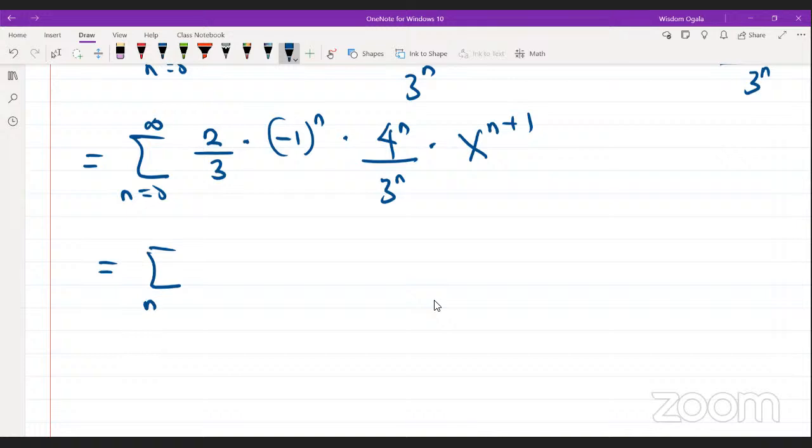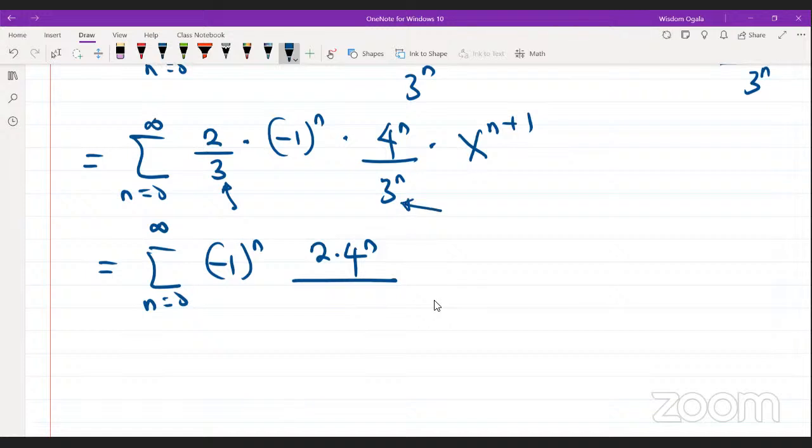So I can write this guy even, bring this alternating term up front. I do have a 2 here, 2 times 4 to the power of n divided by, now look at this guy. This is 3, this is 3. I can combine them. So this is 3 to the power of n plus 1 multiplied by x to the n plus 1. And that's my answer, guys.